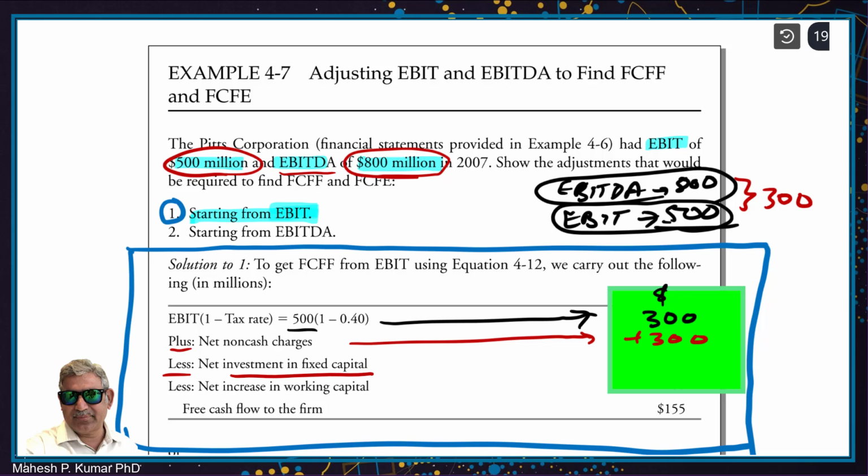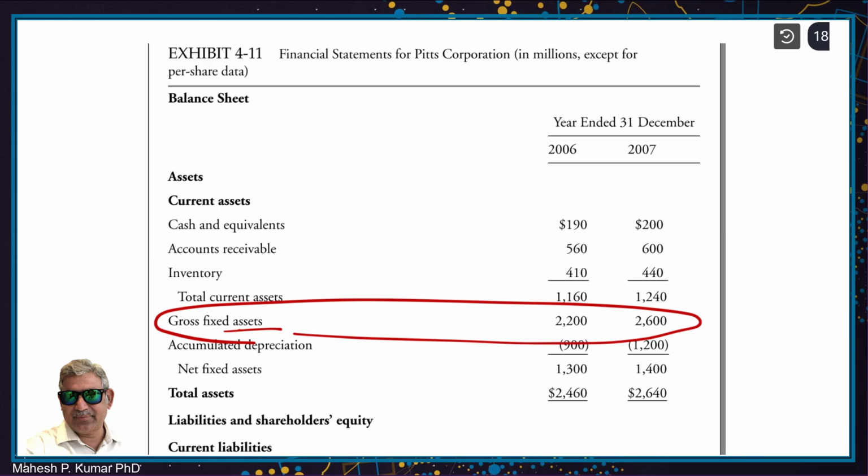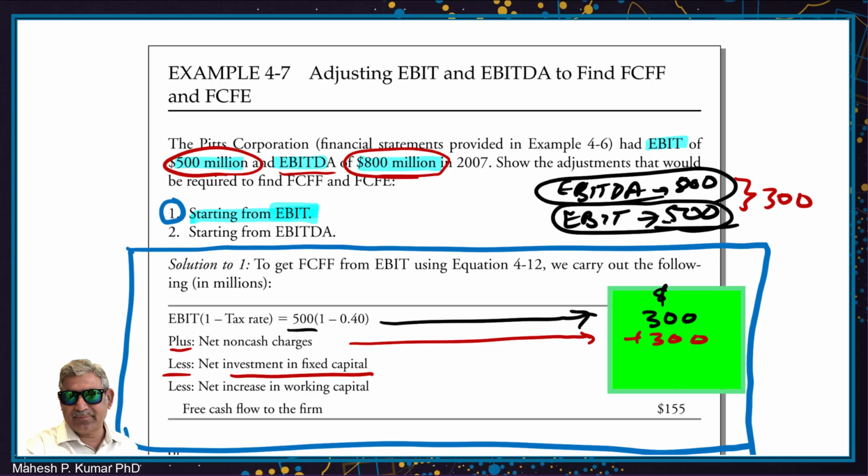Less net investment in the fixed capital. Net investment in fixed assets has gone up by $400 million, so this number would be deducted from the number we have, and then minus working capital investment.